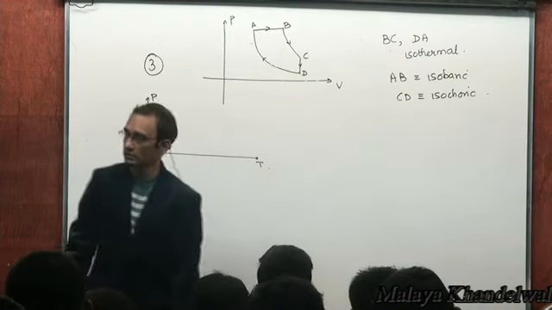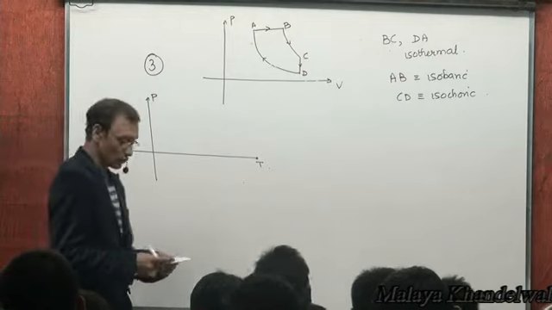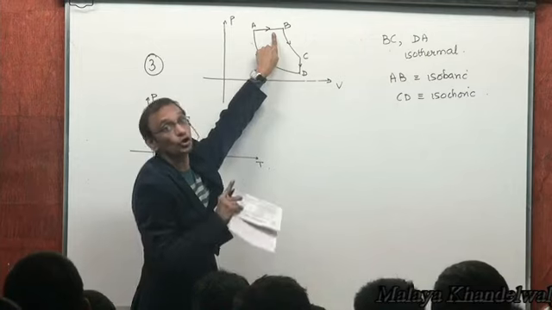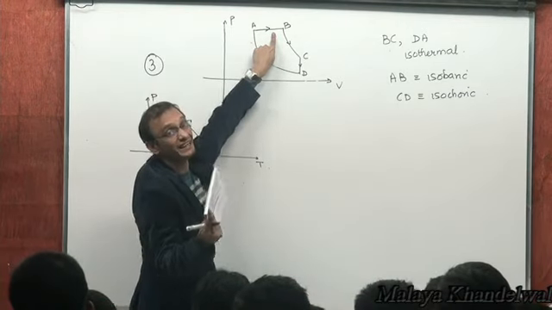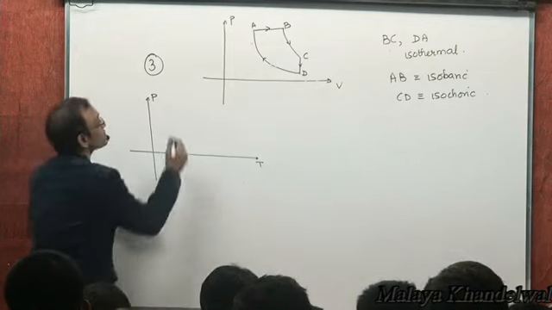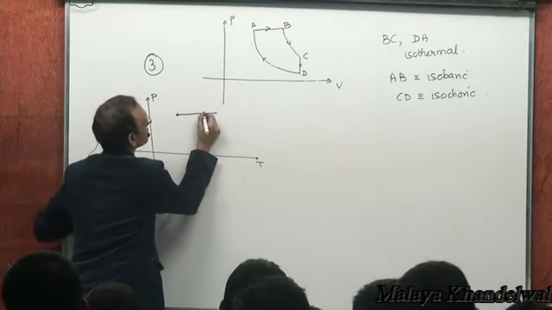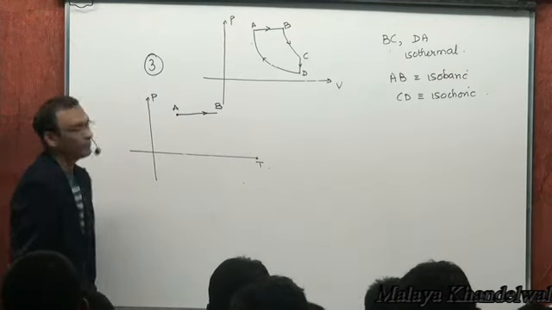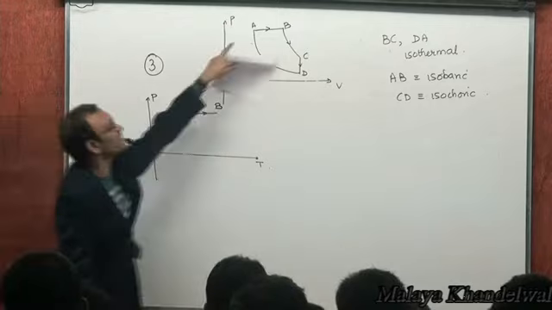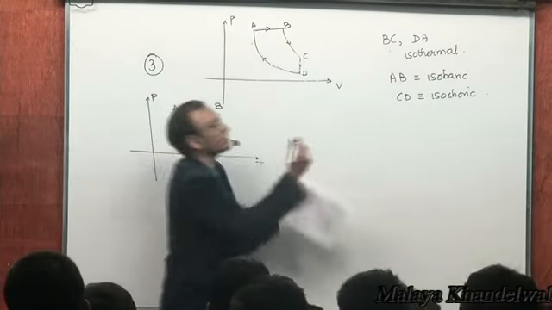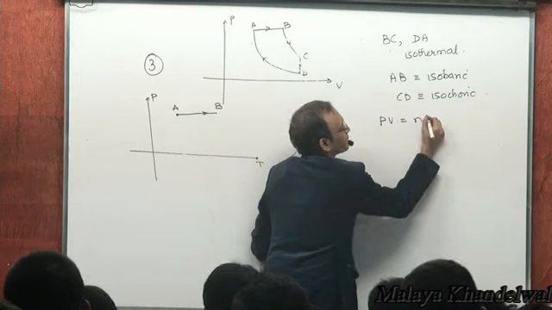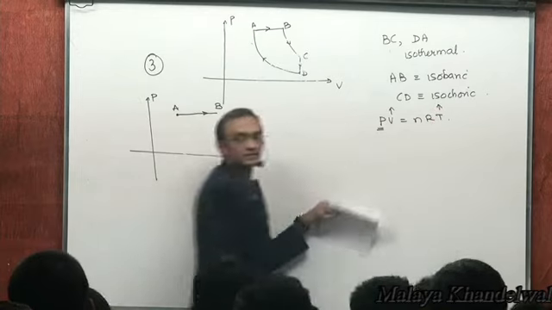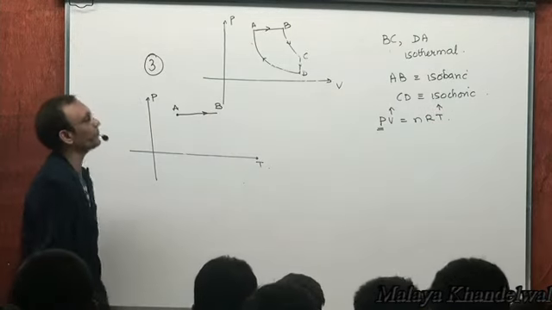CD is isochoric, right? Now, when I go from A to B, pressure remains constant, volume increases. So, at constant pressure, temperature will increase. Yes or no? Right? That's AB in the PT diagram. At constant pressure, temperature is increasing because volume is increasing. Look, PV equal to nRT. If P remains constant and if V increases, then T will increase. Isn't it? Okay, that's AB.